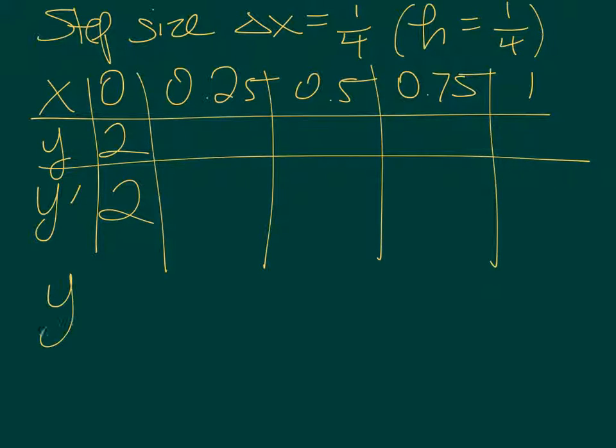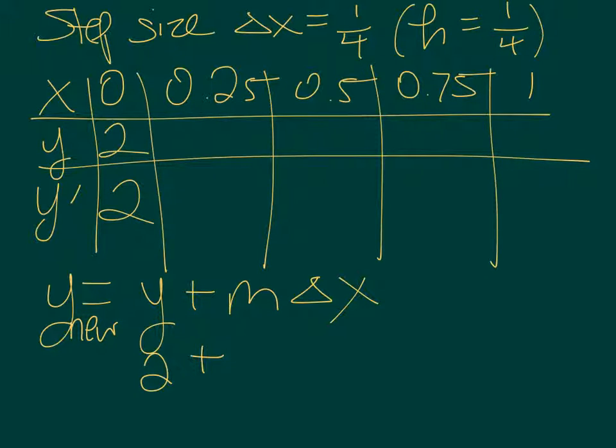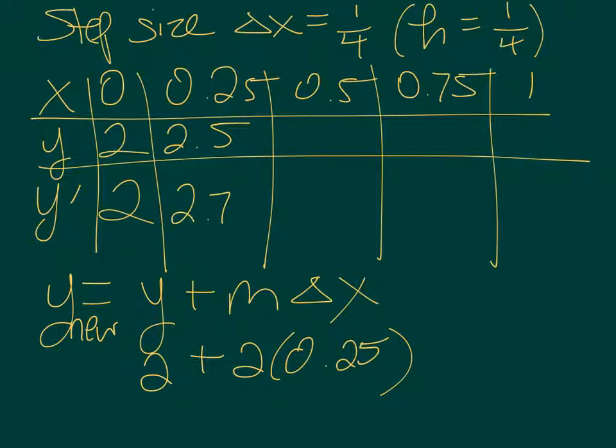Our next y value, the y new, is always the old y value plus the slope times the step size. So when x is 0.25, the new y value is 2 plus 2 times the step size, which is now a quarter, 0.25. And we get 2.5. And our new slope is now 2.75.